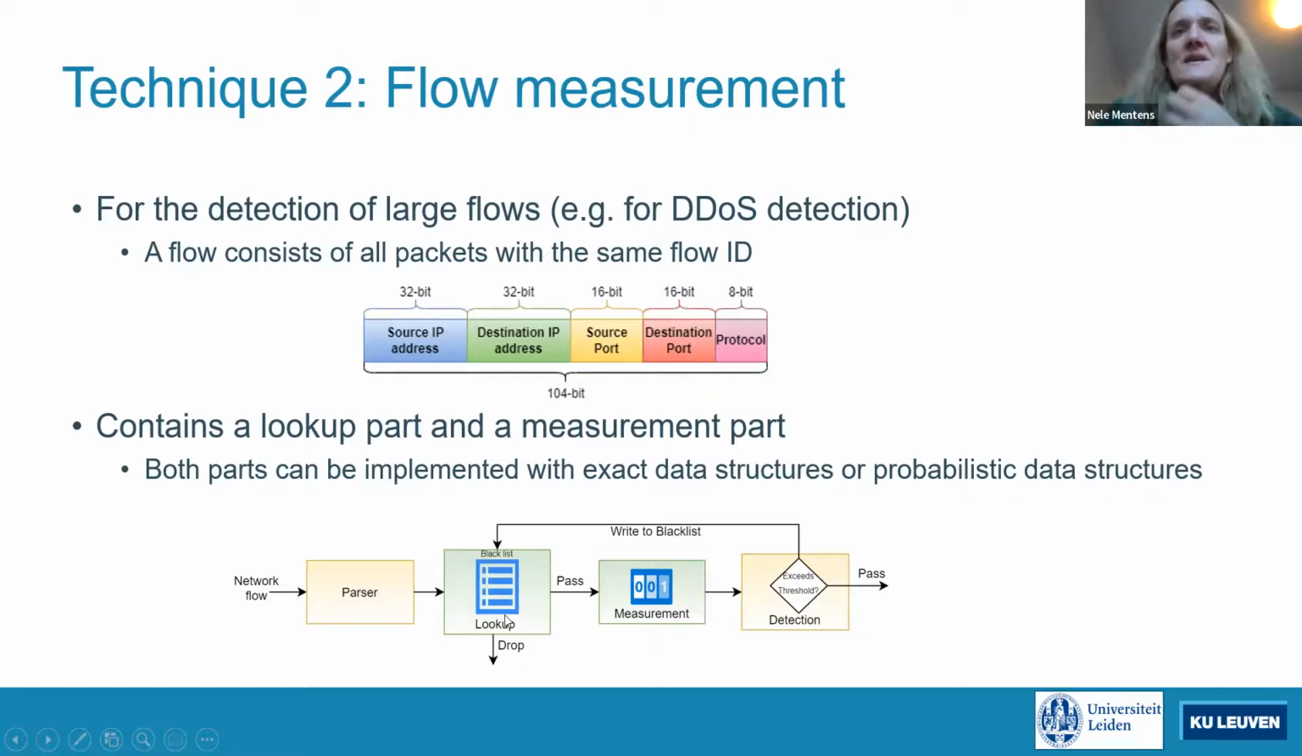And then the only option we have is to go for probabilistic data structures. Those are data structures that can say with an accuracy of, for example, 99.9%, this flow ID is in the blacklist, or with an accuracy of, for example, 99.9%, this flow is not sending above its intended threshold. So we can save memory by using probabilistic structures instead of exact data structures, and we can do faster lookups and faster measurements.